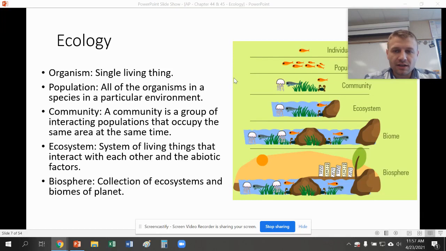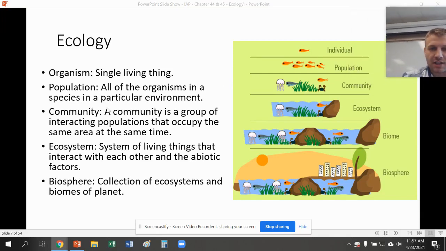All right. Within ecology, we also have this organization of life. And you can see here an organism is just one single living thing. That's a term you should know. A population is all the organisms of a species in a particular environment. So you can see we're going from an individual to a population. Again, these are terms you probably could have guessed on your own, but we're just going to review them here quickly. A community is a group of interacting populations that occupy the same area at the same time.